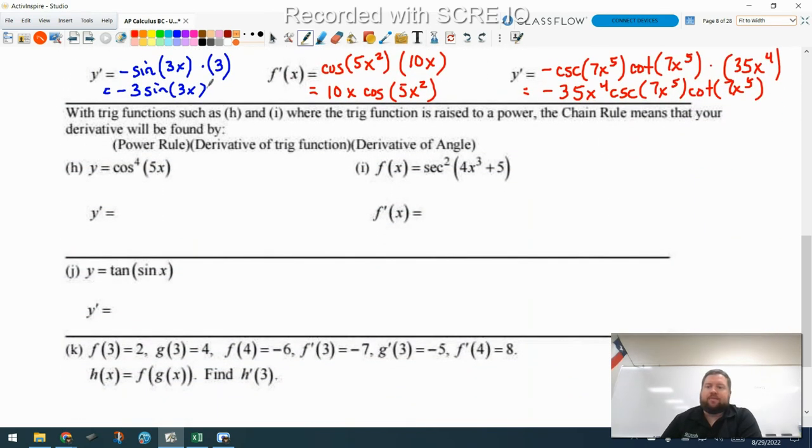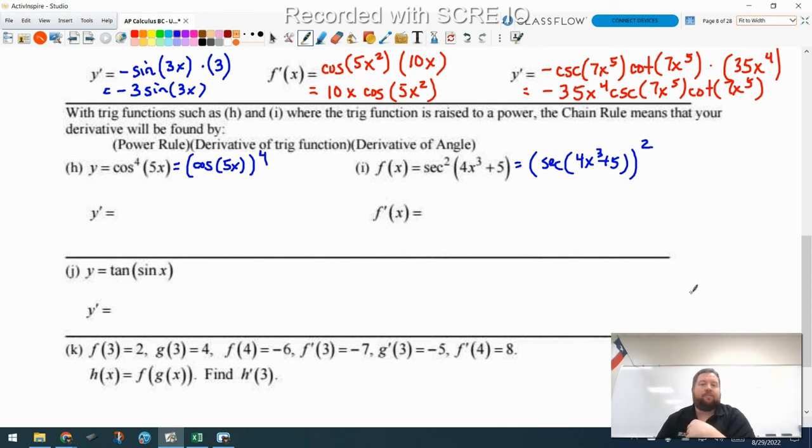All right, next ones. These are probably the hardest ones. These have 3 layers for the chain rule. First we have the power of 4, so it may be helpful to rewrite this as cosine of 5x raised to the 4th power. Over here, secant of 4x cubed plus 5 raised to the 2nd power.